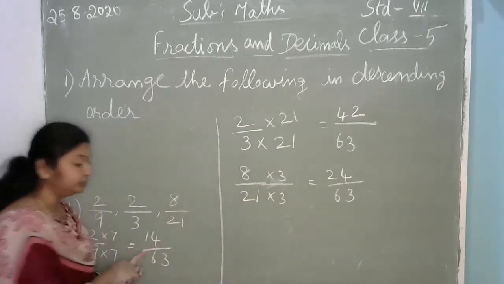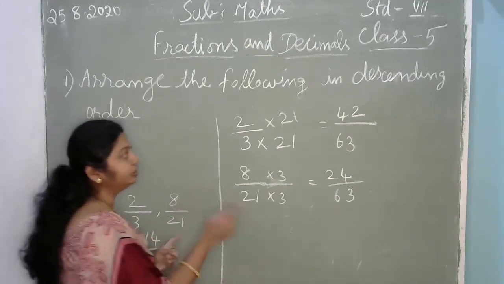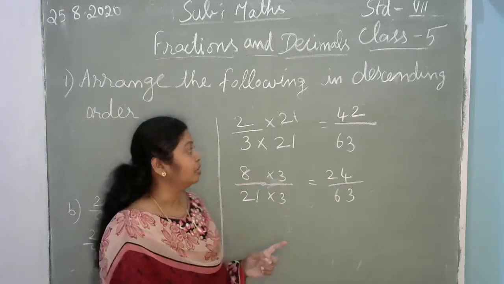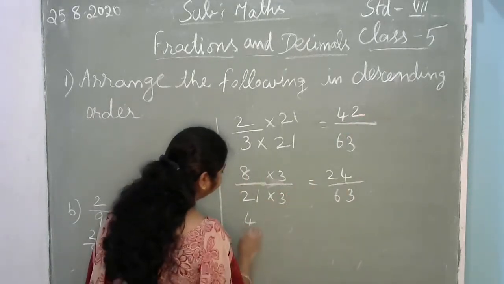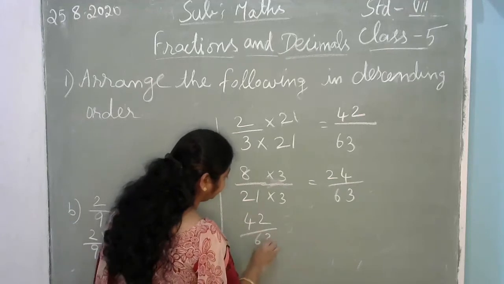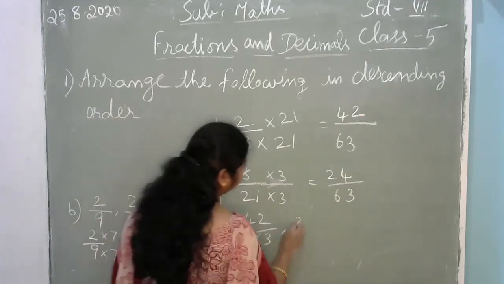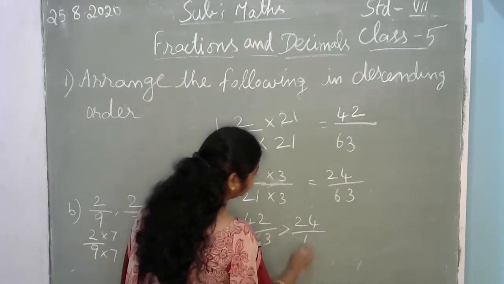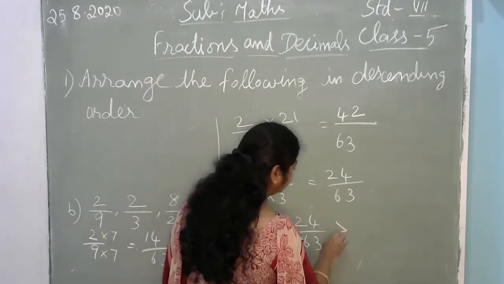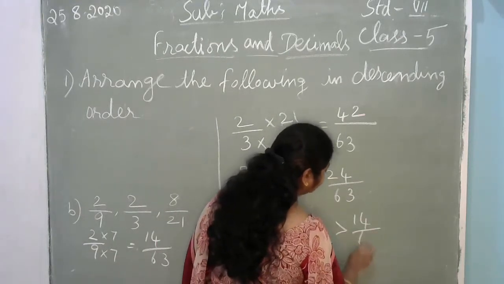Now according to the numerator, you have to arrange in descending order. Descending order means big to small. So which fraction will come first? 42 divided by 63. The next one is 24 divided by 63. And the next one is 14 divided by 63.